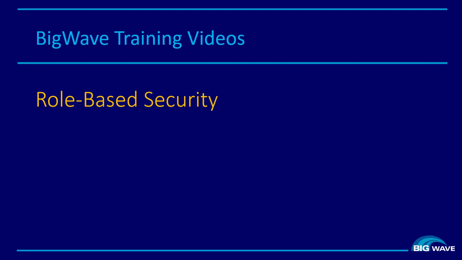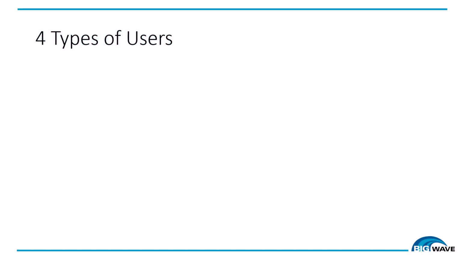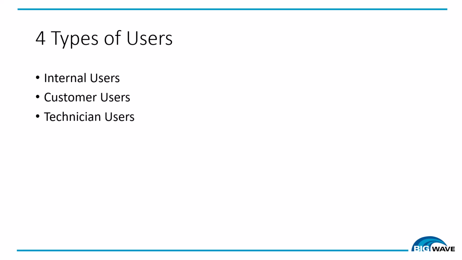In this video, I will show you BigWave's approach to security and how it affects the different types of users that can access the system. There are four types of users in BigWave. These are internal users, customer users, technician users, and partner users. The type of user will limit the set of BigWave features available to them overall, but the security role assigned to their login is used to further limit access.